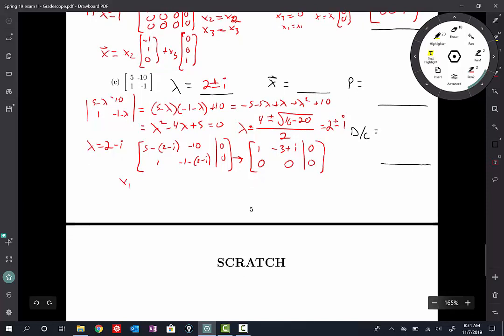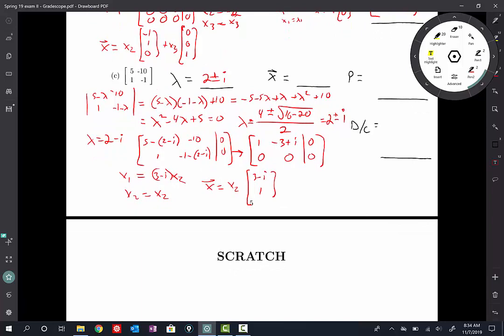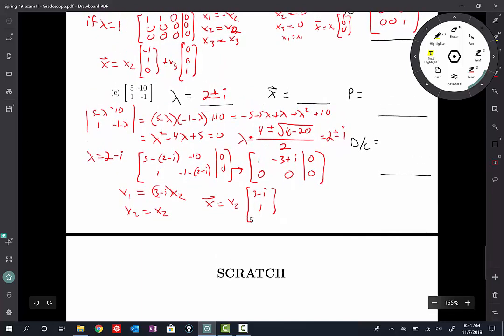In this case, I have x1 is equal to 3 minus i times x2, and x2 is my free variable. So if I were to write this out as a vector in parametric vector form, I'd have 3 minus i and 1, and that would be my eigenvector. So my eigenvectors now are 3 plus or minus i and 1. Because I know that if I use the conjugate eigenvalue 2 plus i, I would get the conjugate eigenvector, which would be 3 plus i and 1.